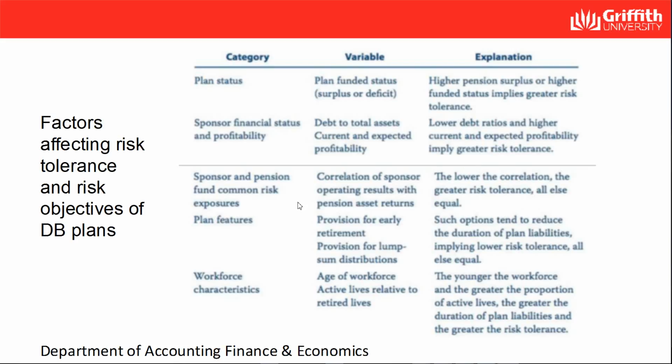Sponsor and pension fund common risk exposures: correlation of sponsor operating results with pension asset returns. The lower the correlation, the greater the risk tolerance, all else equal. Plan features: if there are provisions for early retirement or provisions for lump sum distributions, such options tend to reduce the duration of plan liabilities, implying lower risk tolerance, all else equal.